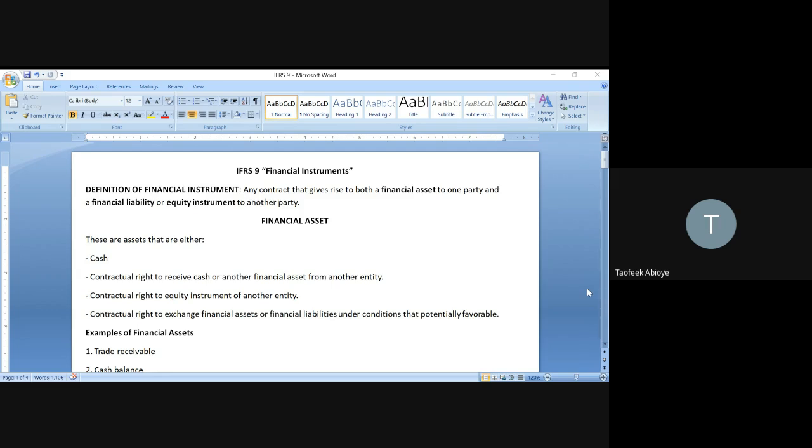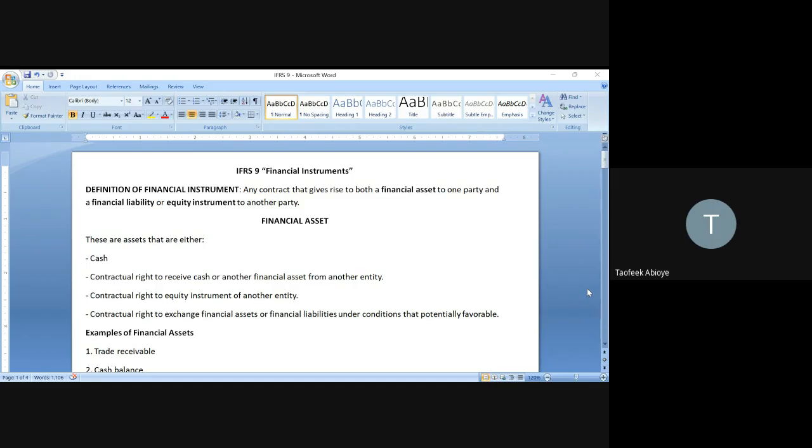A good example of a financial instrument is a bank balance. When I deposit my money in the bank, in my hand it is a financial asset because I have cash. Anytime I need money, I will go to the bank. Then to the bank, it is a financial liability. If you are an accountant in a bank, when a customer deposits money, that money is a liability in the bank's books. In First Bank's financial statements, the money you deposit is a liability.